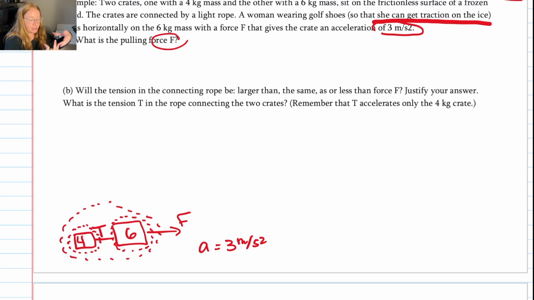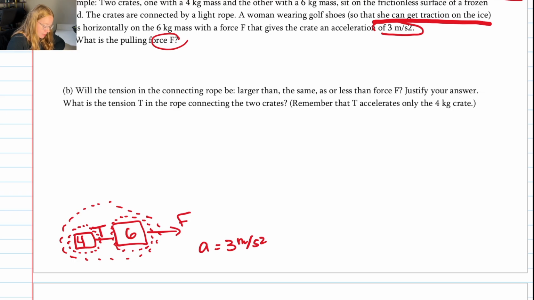Now, when you're deciding what objects you want to circle, think about what it's asking for. Here it's asking for the force she's pulling with. So I either want to focus on the 6 because it has that force coming out of it, or the total overall 4 and 6 together would be a good option because that also has a pulling force coming out of it. Circling just 4 would not make sense because if we focus on the 4 kilogram mass, the only force coming out of that is tension, and that's not what it asked for. It asked for the pulling force.